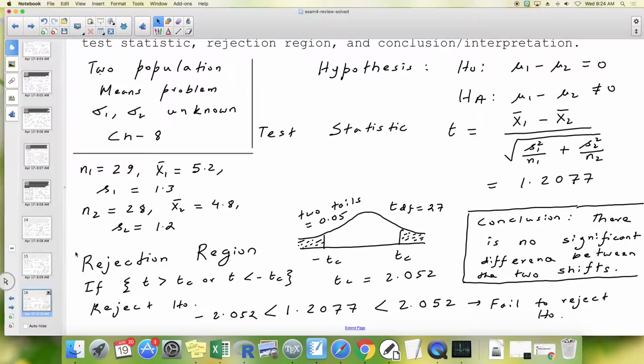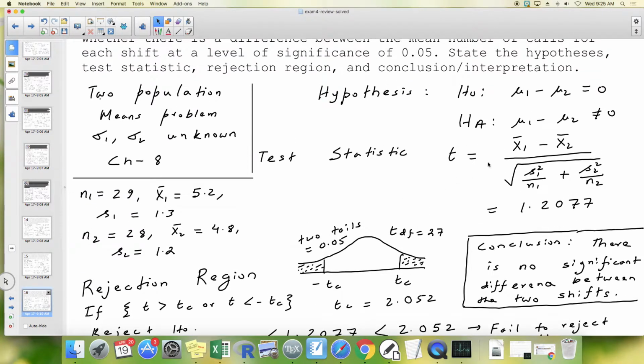Next, rejection region. So since it's a t-test, first let me draw a t-curve. Now, which t-curve is it? It's t with degrees of freedom, like minimum of n1 minus 1 and n2 minus 1. n1 minus 1 is 28, n2 minus 1 will be 27. So degrees of freedom is 27.